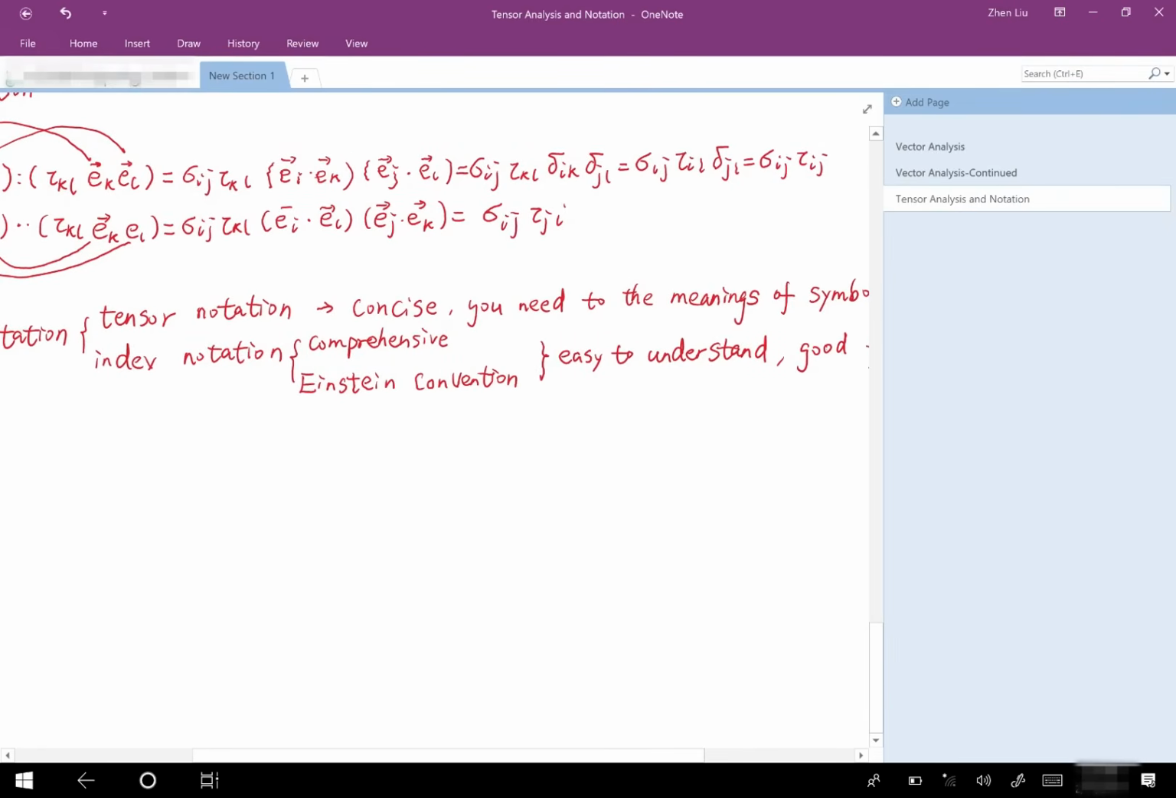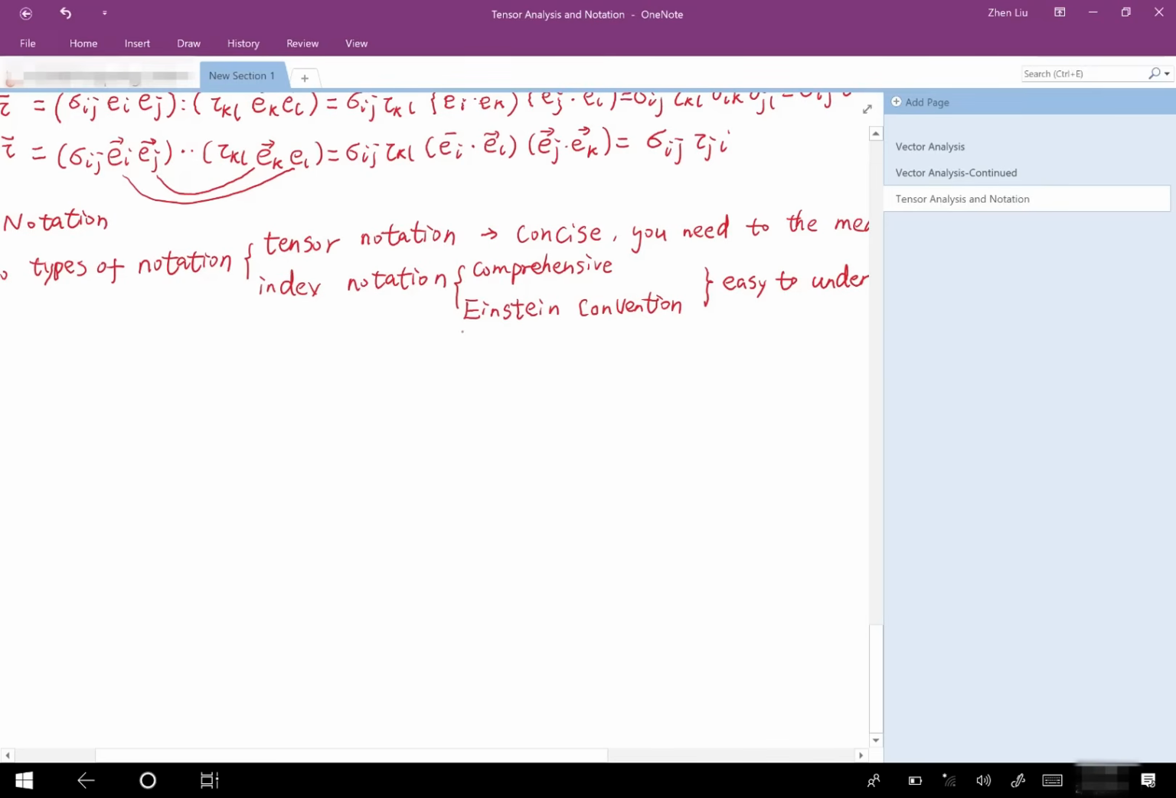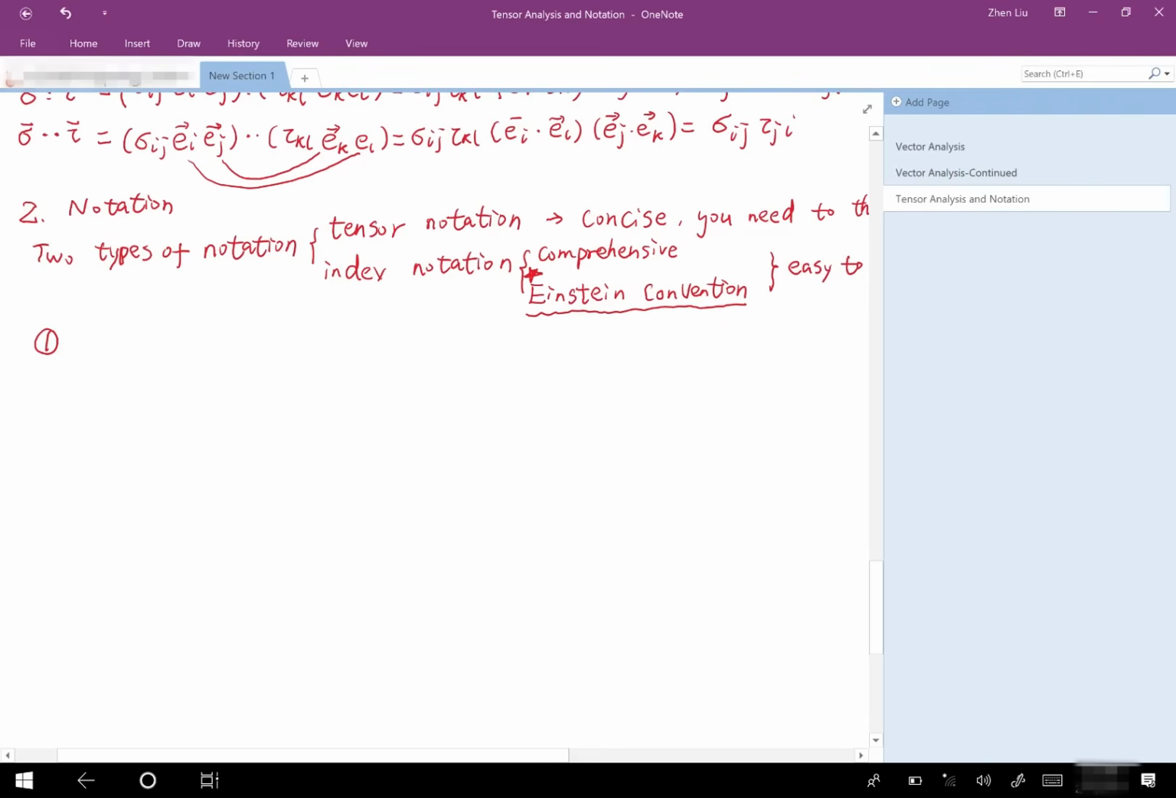And first, in order to get a better understanding of this notation, let's do it in the following way. We will be focusing on index notation. From now on, we will be focusing on this one. For the comprehensive one, you usually do it at the very beginning, when you don't have an understanding of the terms and the basis vectors. Now you got a better understanding, so we will start with the index notation with Einstein convention.